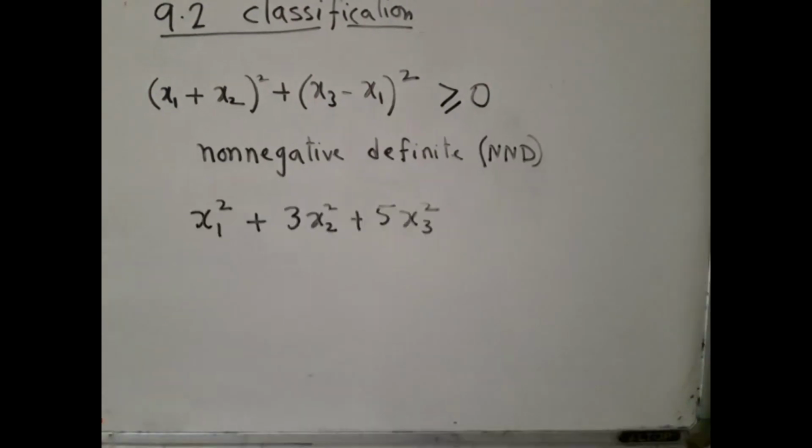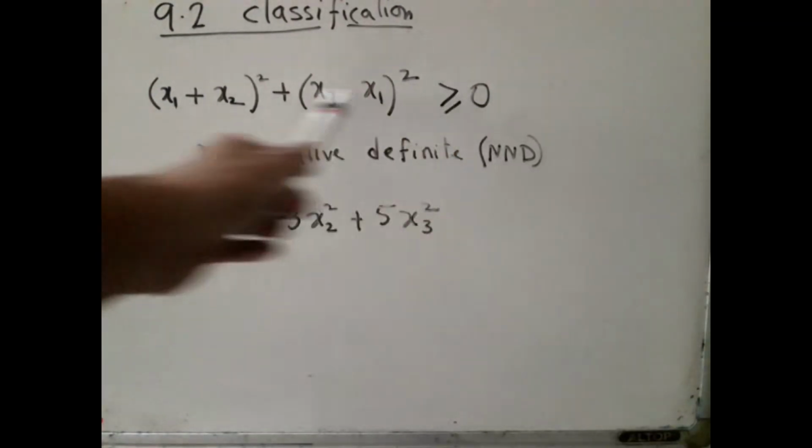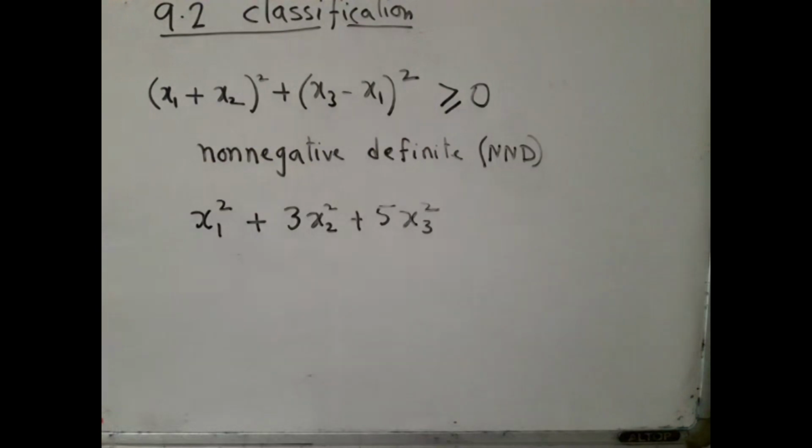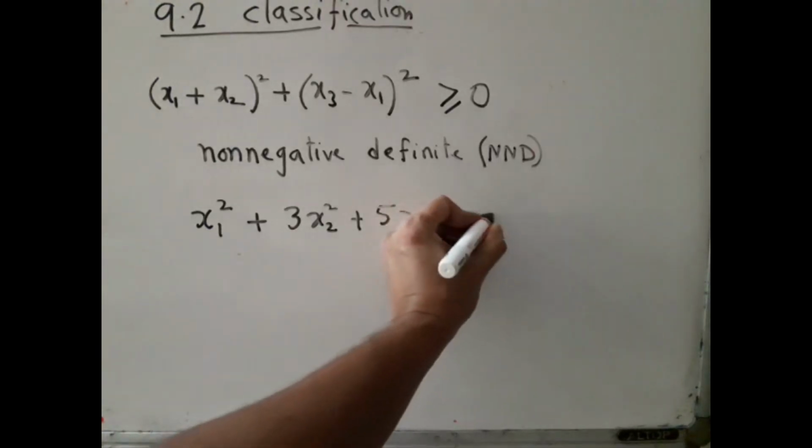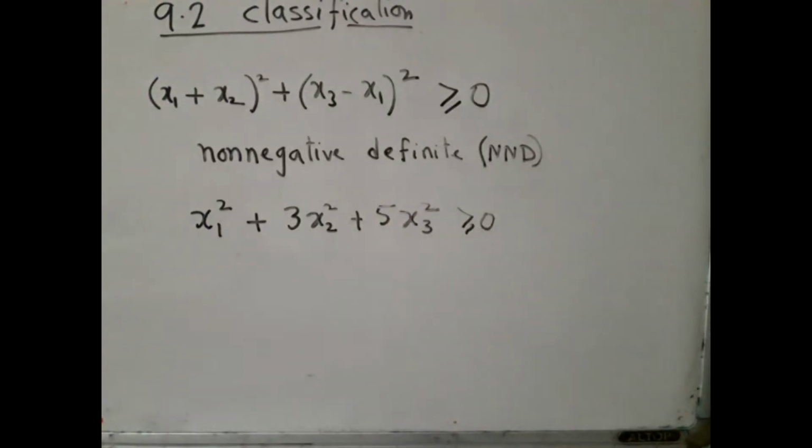Now compare this quadratic form with this quadratic form. Here also you will see that this always has to be greater than or equal to 0, no doubt about that, but something stronger is true.